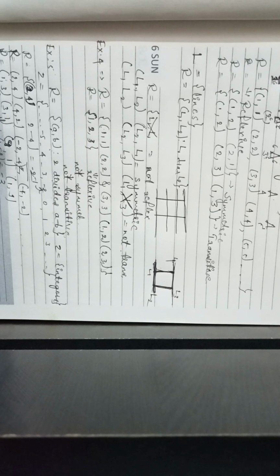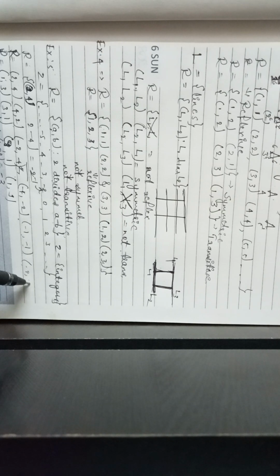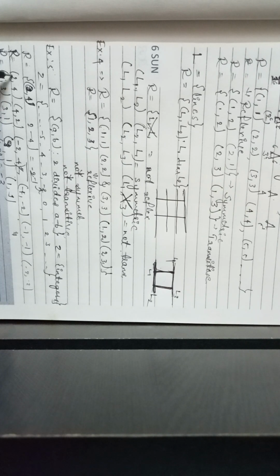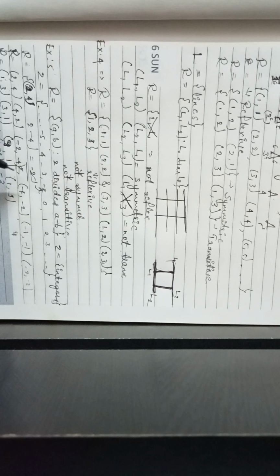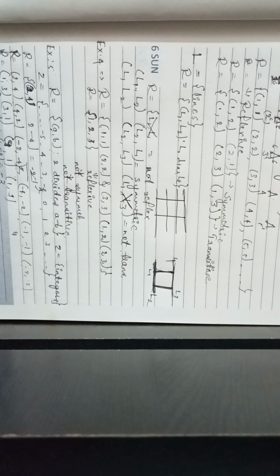And also you can see this relation will be reflexive. Why? Because you can define the relation as minus 1 comma minus 1, minus 2 comma minus 2, minus 3 comma minus 3, because all these differences will be divided by 2. So this we call reflexive. Now you can also see here 2 comma 4 is there, and 4 comma 2 is there, minus 2 comma minus 4 is there, minus 4 comma minus 2 is there. So this will be symmetric, and also it will be transitive.